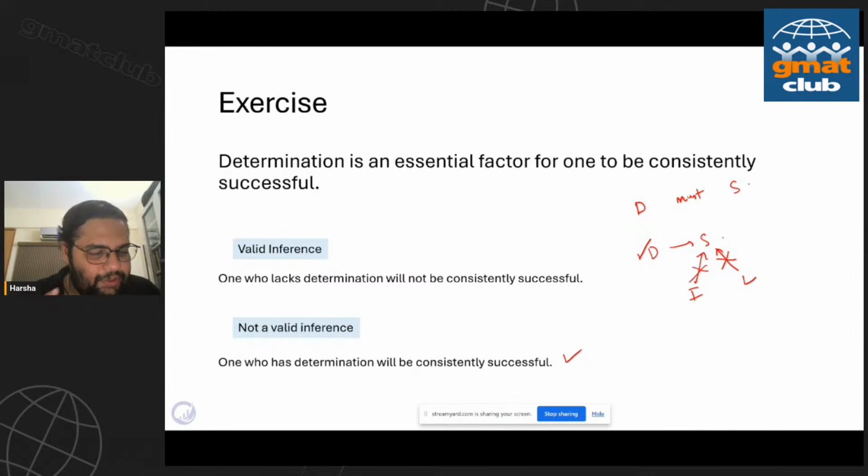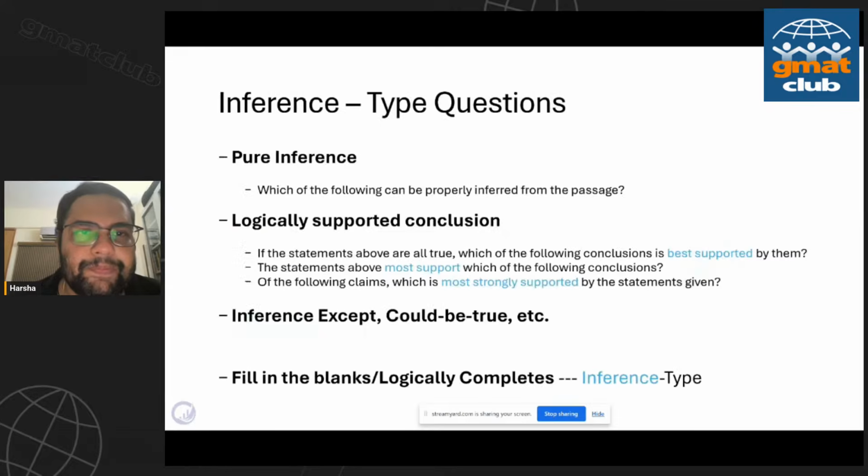Now, I hope this gives you a good picture of what we mean by inference and what is probably not a valid inference. You're looking for something that actually has to follow from the given information. Now, some of you might have wondered, even as you saw the YouTube thumbnail, what is this inference family? Why is it not just one question type? Here's the thing. On the GMAT, you do expect some variations of this. All of them come under this big bucket called inference, as far as I'm concerned. But there are some subtle variations. So let's understand what those are.